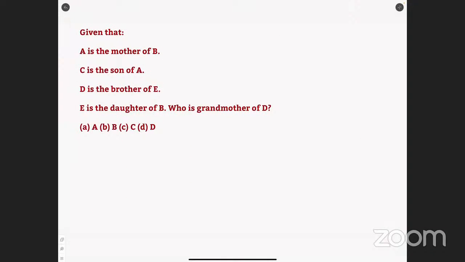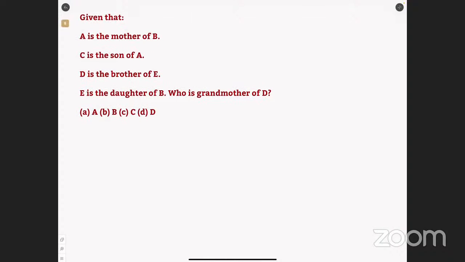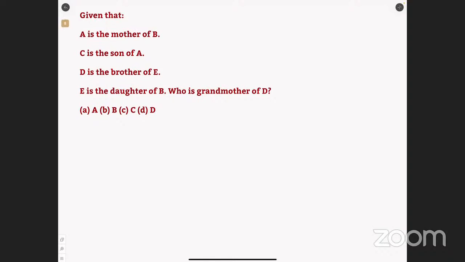Okay, this is a slightly different type of question. Given that A is the mother of B, C is the son of A, D is the brother of E, E is the daughter of B, who is the grandmother of D? Okay, actually a very simple question, though it looks complicated. So let us write it down.